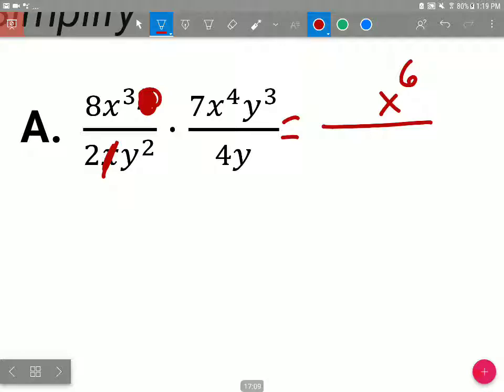Cool? How many Y's you got on top? 3. How many Y's you got on bottom? 3. So how many are left? None. Good. They all go away. Yoink, yoink, yoink.